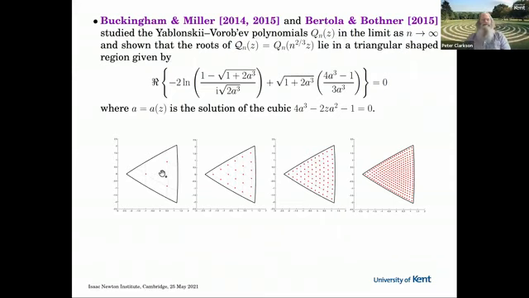Now, I mentioned the roots tending to a triangle. There have been some studies done a few years ago by Buckingham and Miller and Bertola and Bothner, looking at the limit as n goes to infinity. Now you have to scale the roots by n to the 2/3 times z. Then they lie in this triangular region defined here, where A is a solution of this cubic. These are taken from the paper by Bertola and Bothner, where they're going into a rectangle.